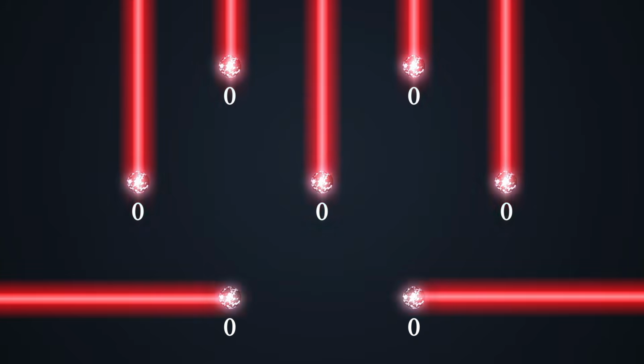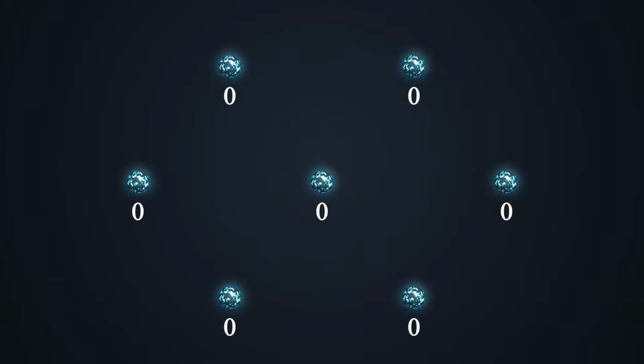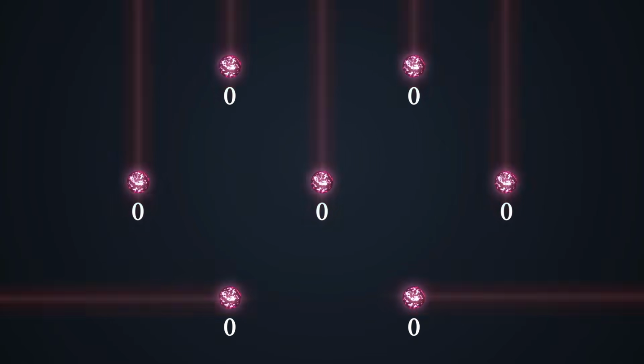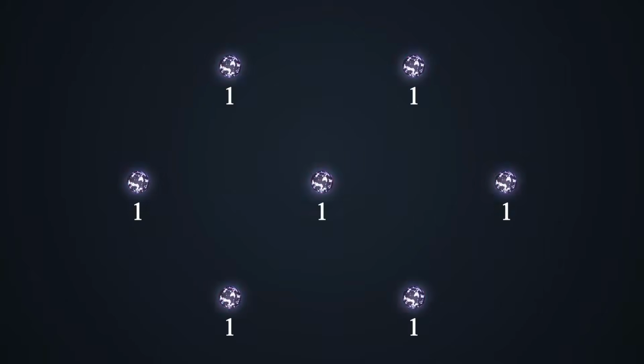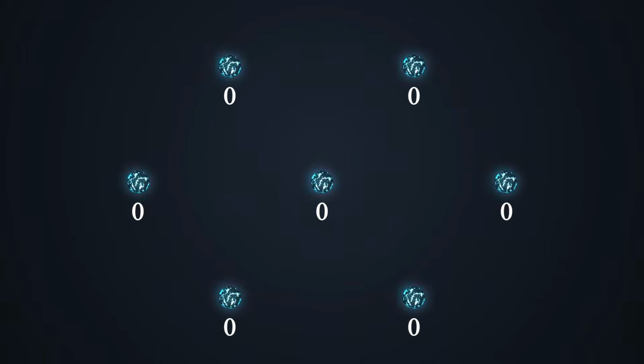Now, before the processing can even begin, every qubit must be initialized into the starting 0 state using a specially tuned laser. Immediately after, a second laser pulse flips each qubit from a 0 state into a superposition state.